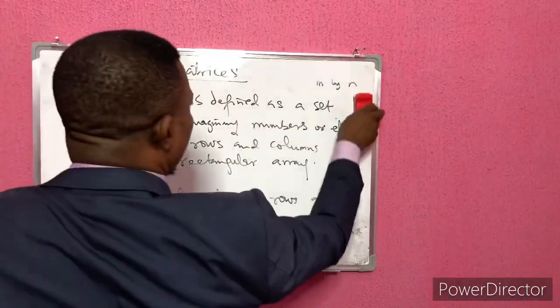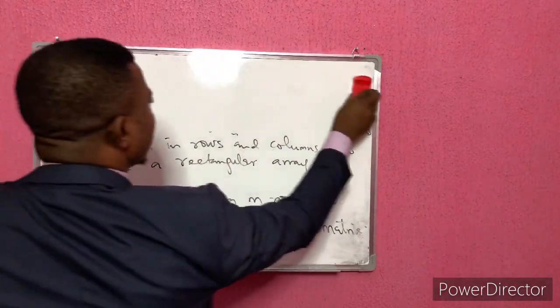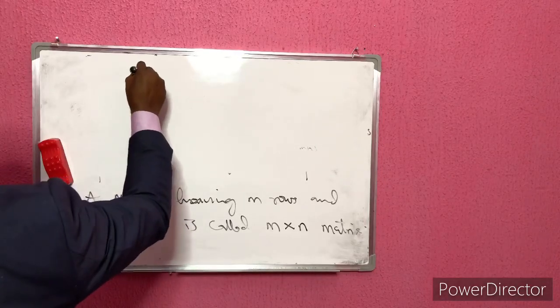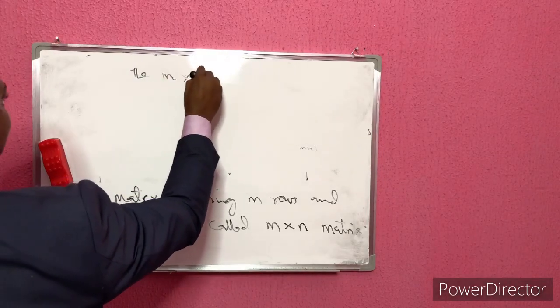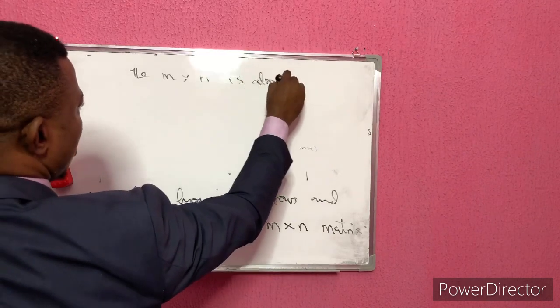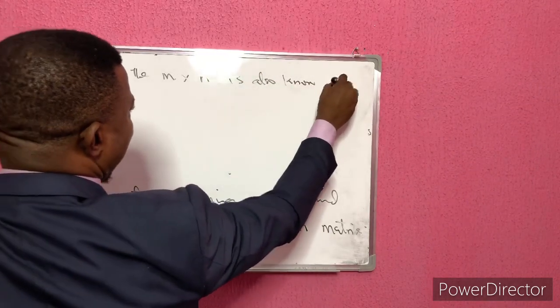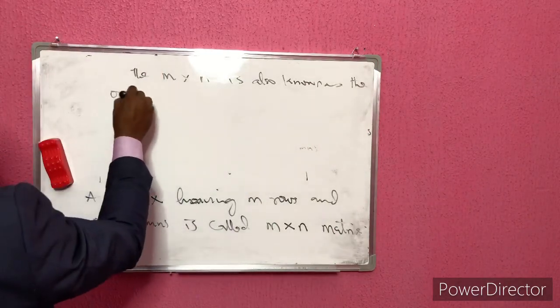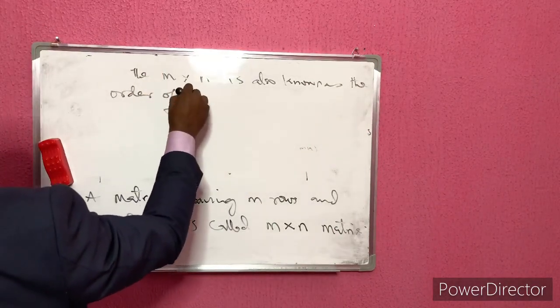And also, the m by n is also known as the order of the matrix.